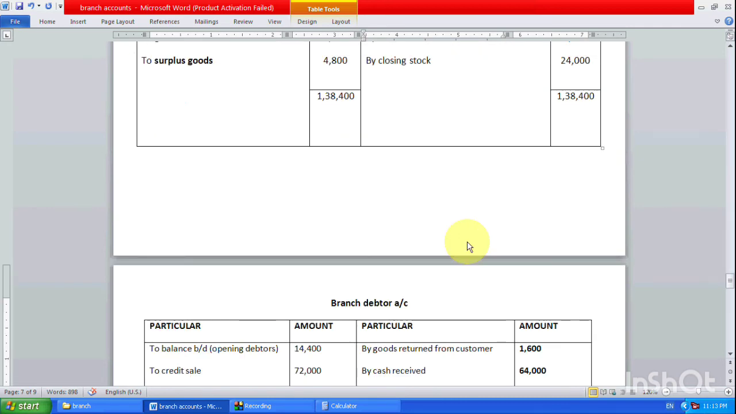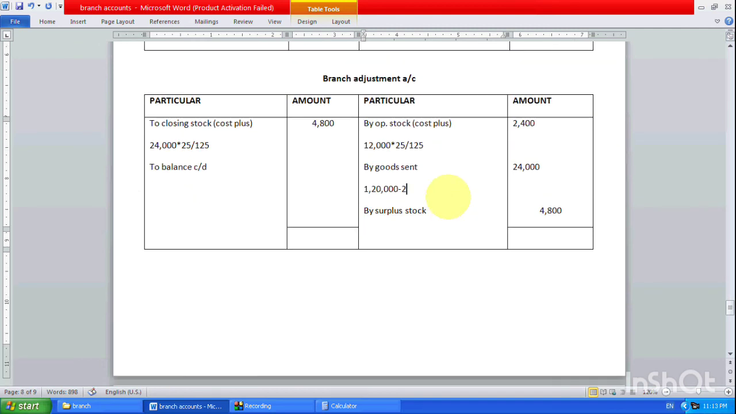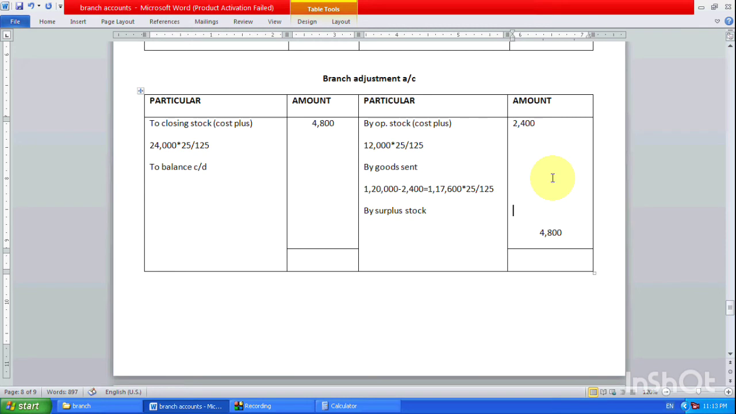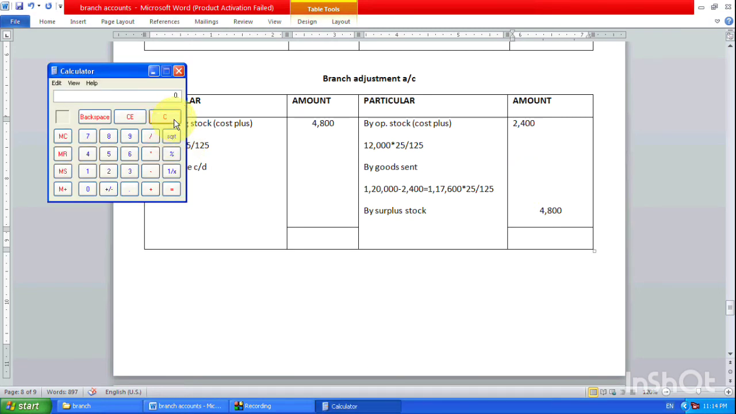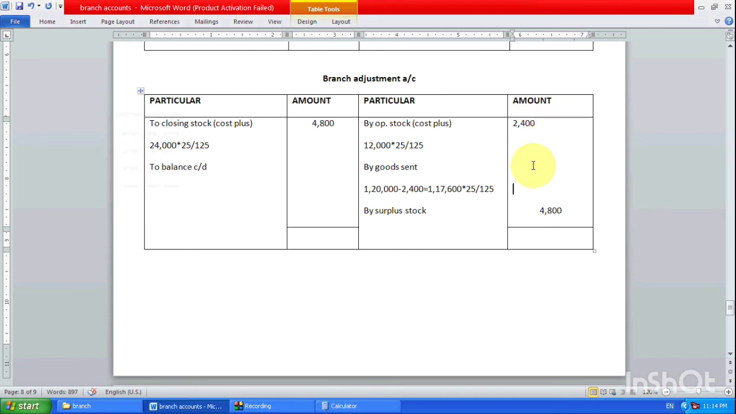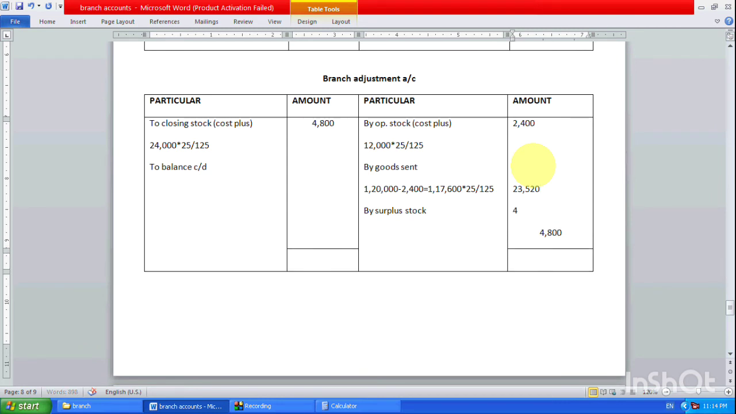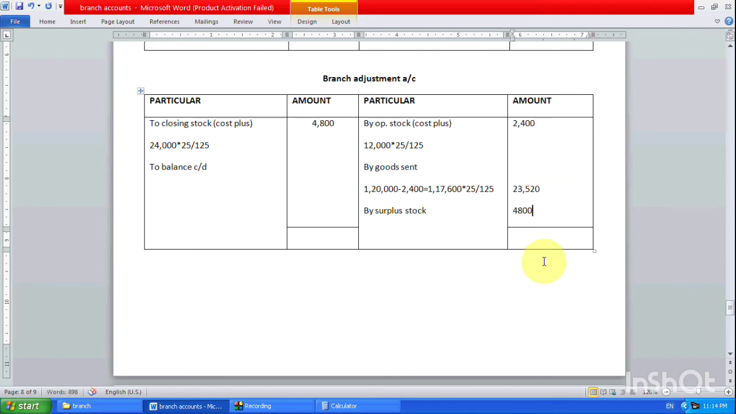What we have to write is, we have to modify this entry because return from head office is also there. So I'm writing, from head office sent us 1,20,000 and we have returned 2,400 to head office. The remaining amount is 1,17,600 into 25 divided by 125, means on this amount we have to take. Let's see on the calculator. 1,17,600 into 25 divided by 125. It's 23,520. Okay, it's not 24,000, it's 23,520. So here by surplus I'm writing in the proper way.